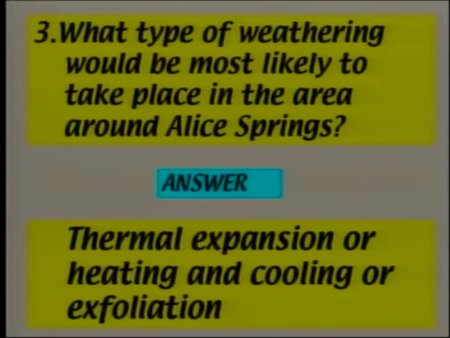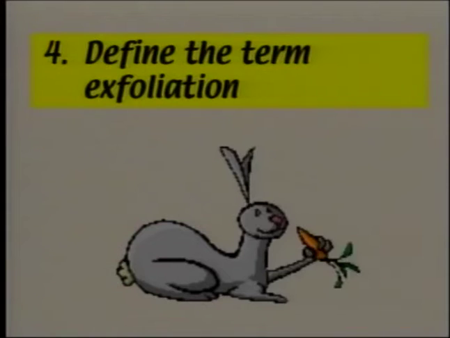Okay, so indirectly Frank is telling us that Alice Springs is located in a desert area. Okay, desert, semi-arid desert region. So correct. That's the reason why we have thermal expansion or heating and cooling. Okay, finally, question number 4, to define the term exfoliation.